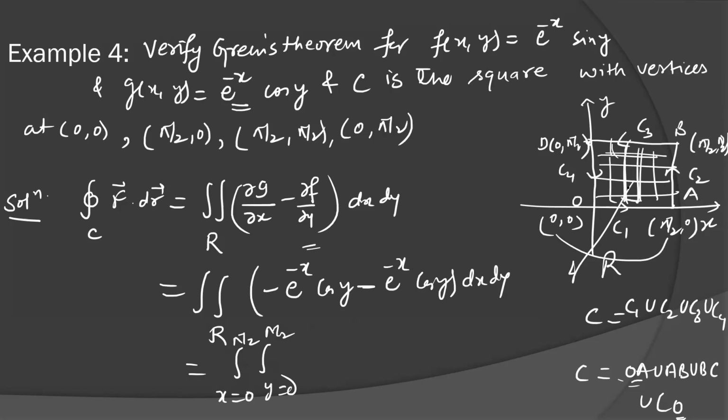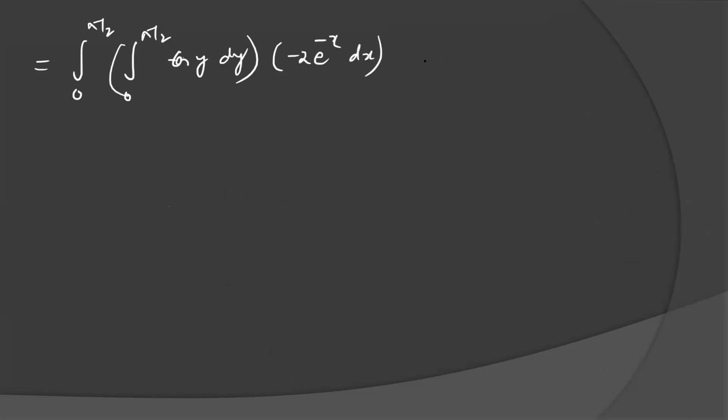If you draw the strip here, the tail of the strip is on the x-axis, so y equal to 0, and the head of the strip is on y equal to pi by 2. So this will be the limit. So it is minus 2 times e to the power minus x cos y dx dy. So it is 0 to pi by 2, 0 to pi by 2 cos y dy, and minus 2 e to the power minus x dx I am taking outside.